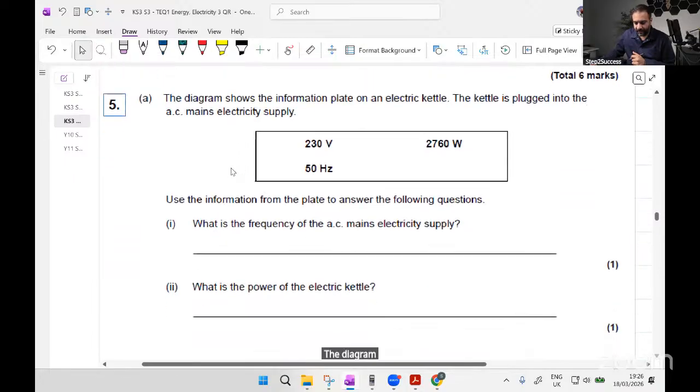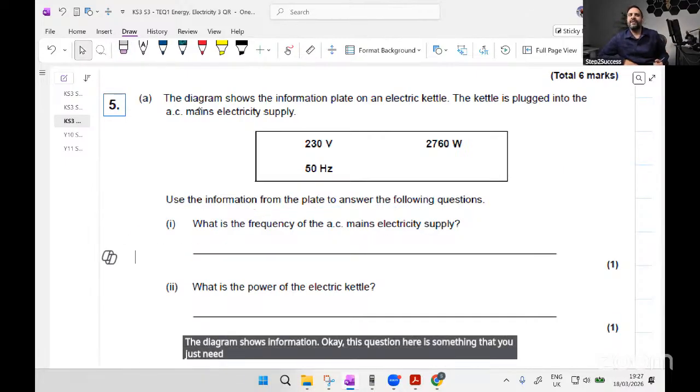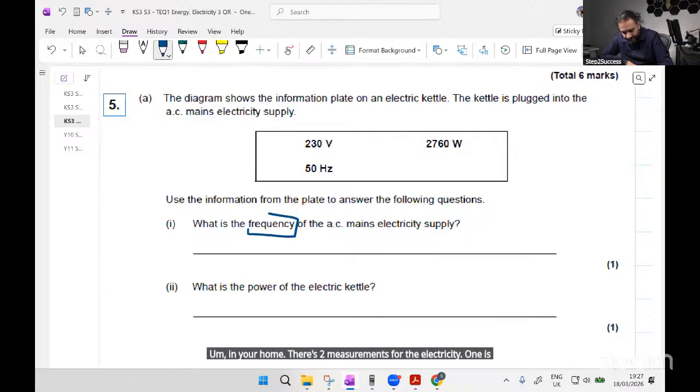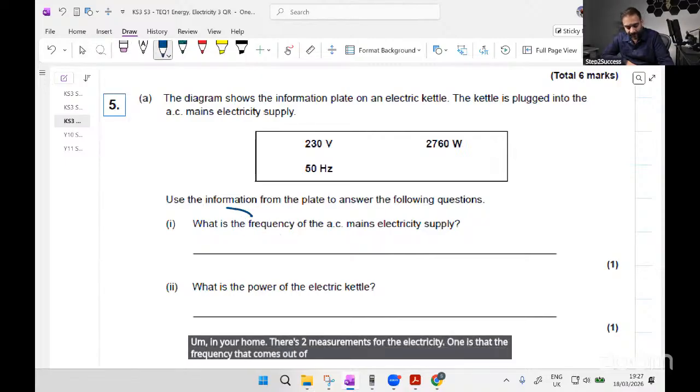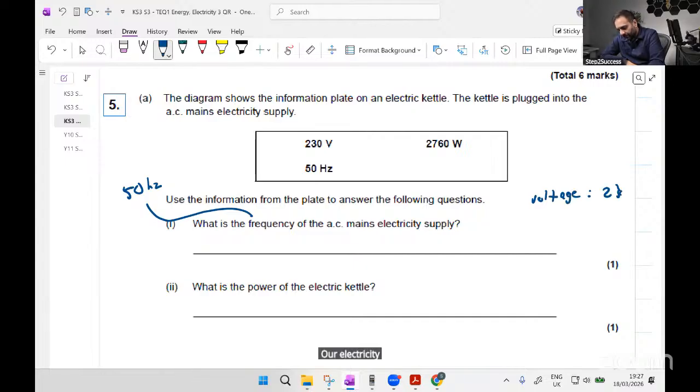The diagram shows information. Okay, this question here is something that you just need to learn, which is your plug socket in your home. There's two measurements for the electricity. One is the frequency that comes out of our plug sockets in the UK, which is 50 hertz. And you don't need it for this question, but the voltage of our electricity is 230 volts. But you didn't even need that for this question.